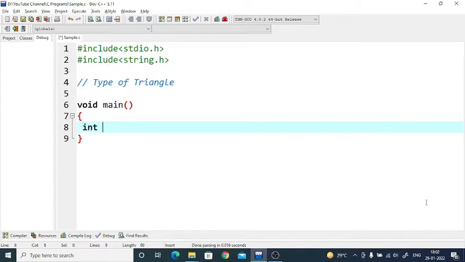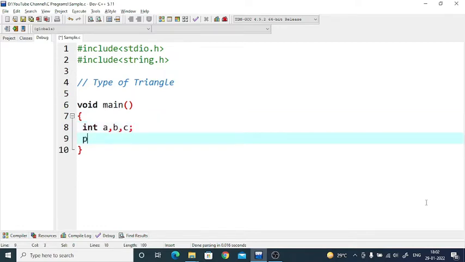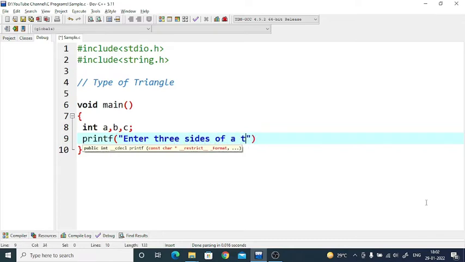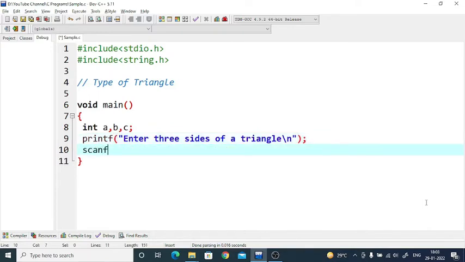So let us take three sides first. I'll be asking the user to enter three sides of a triangle, which will be taken as A, B and C.